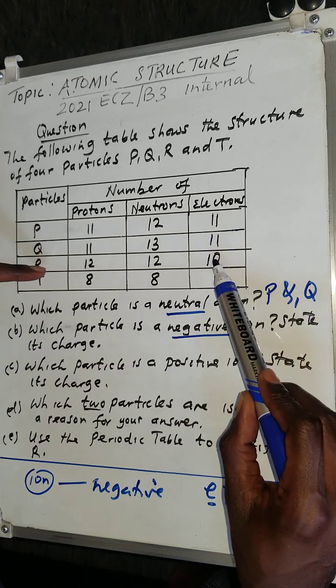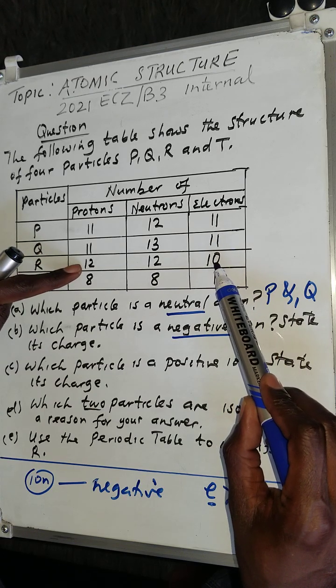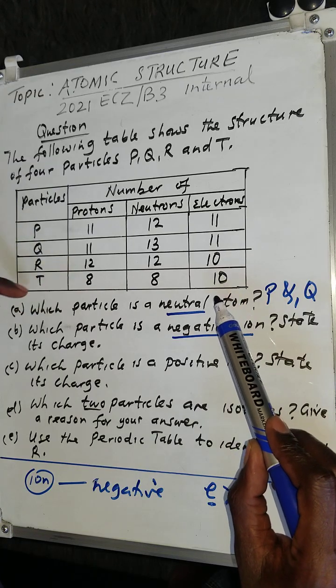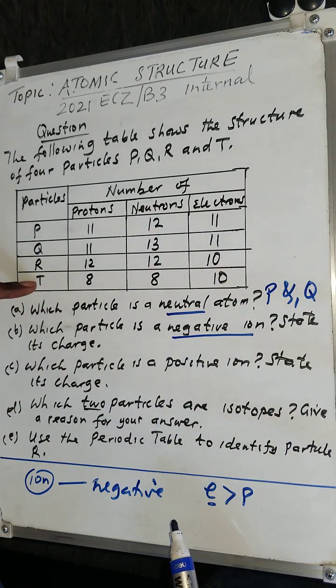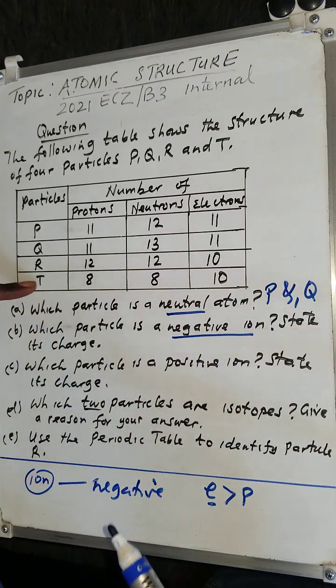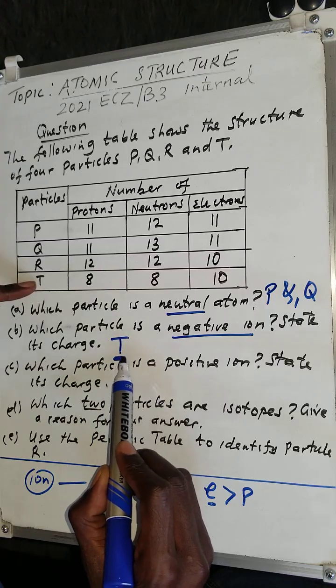If I look here, electrons are 10, protons are 12. No, that does not qualify. Here electrons are 10, and that's 8 here. So you can see that particle T has more electrons than protons. So therefore I can simply say particle T is the answer.